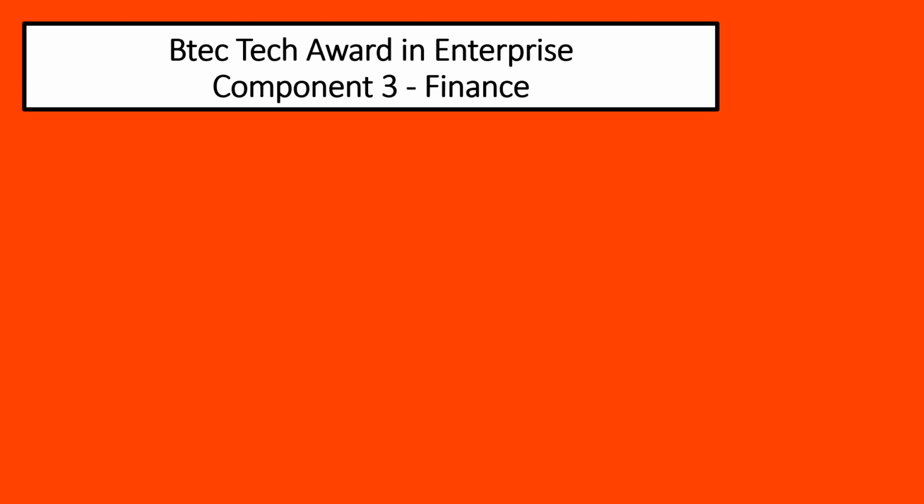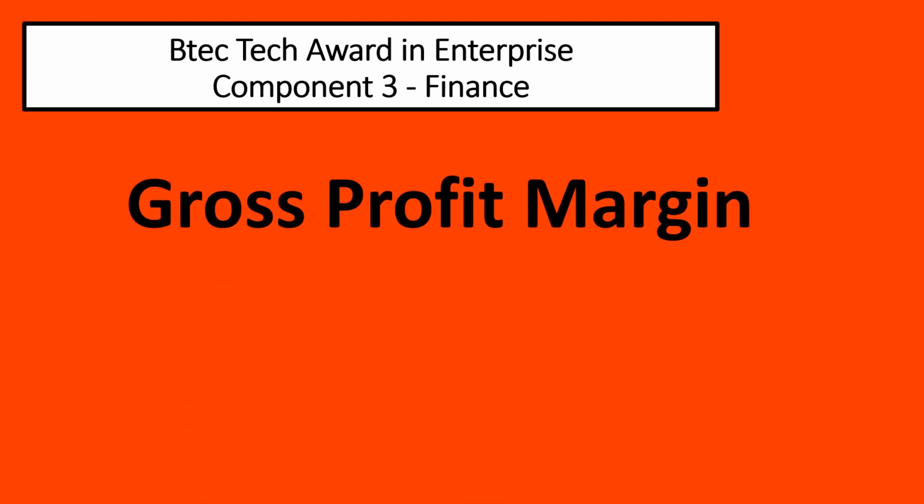Component 3, Finance. Today we're going to have a look at gross profit margin. This is representing the gross profit as a percentage of sales. And in this chart, you can see that our gross profit is the blue thing, and it's just over about 25%. So that's what we're going to find out how to work out today.